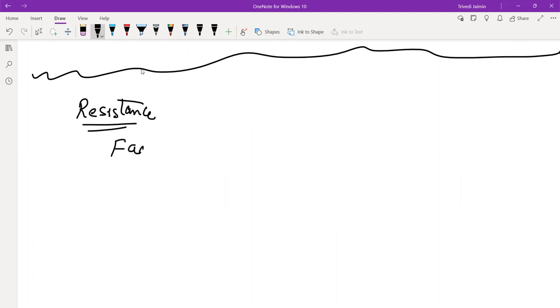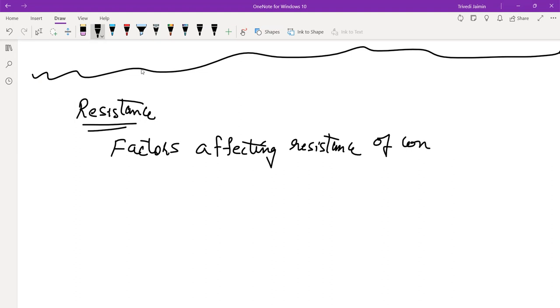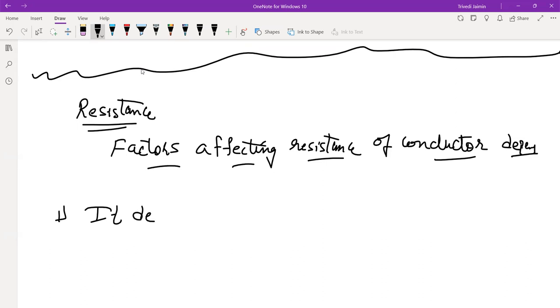Let's say factors affecting resistance of a conductor. The first one is length of a conductor. It depends upon length, area, or whatever. Okay, you want length? Let's start with length. The length, area of cross section, and then temperature.